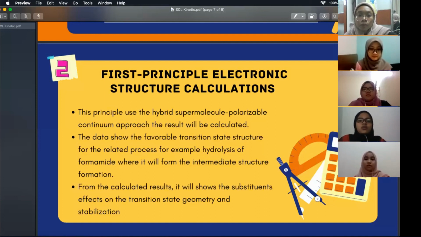So that's how we determine the stabilization of the transition state structure, with two techniques. We have high pressure NMR dynamics, and the second one, the first principle electronic structure calculations.